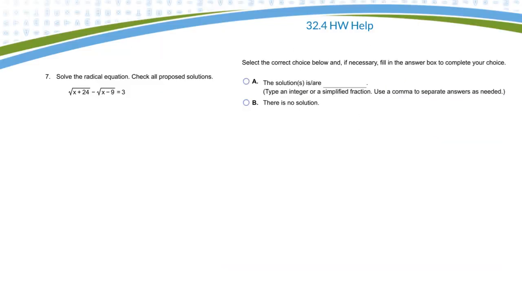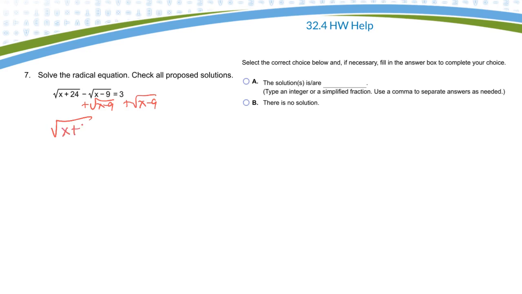Okay, here's a double one. This is one where there's lots of work. So first, isolate a radical. I'm going to add root x minus 9 to both sides. So I'll have root of x plus 24 is equal to 3 plus root x minus 9. Now there's lots of steps on this, so I'm just going to pause every once in a while to make sure I'm doing it right.